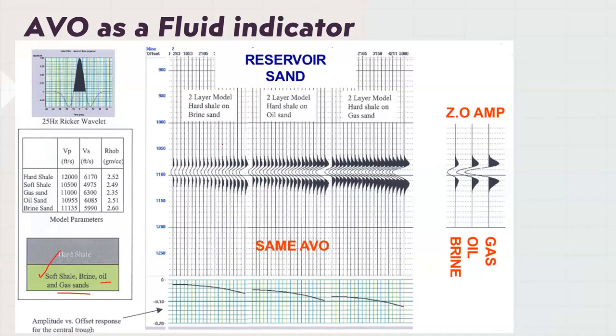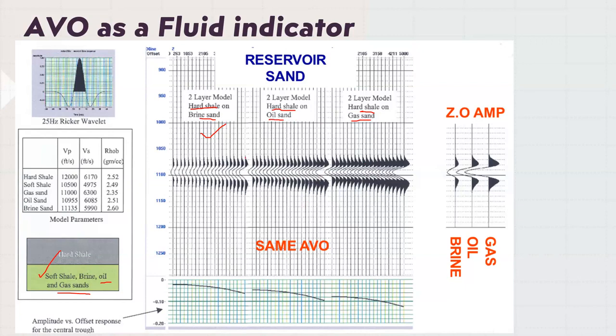In this case, the first one is hard shale on brine sand. Then the second model is hard shale over oil sand. And the third model, which we have taken here, is hard shale on gas sand. So how will the AVO, the amplitude variation with offset, behave? When we look at these models, this AVO analysis can differentiate whether it is oil, brine, or gas sand.